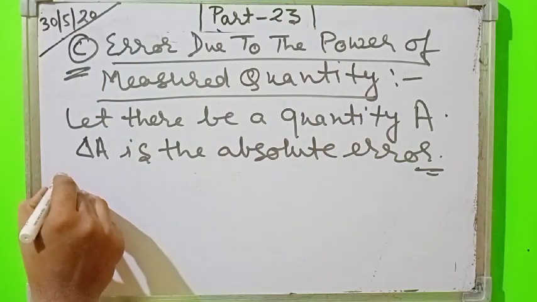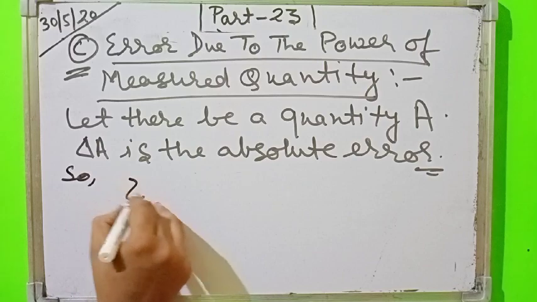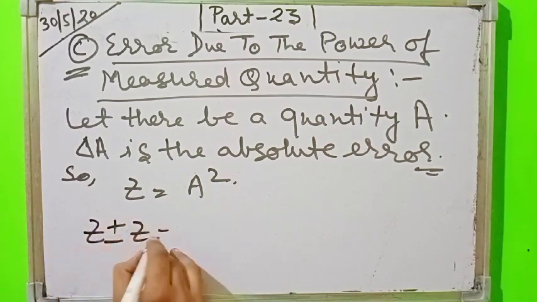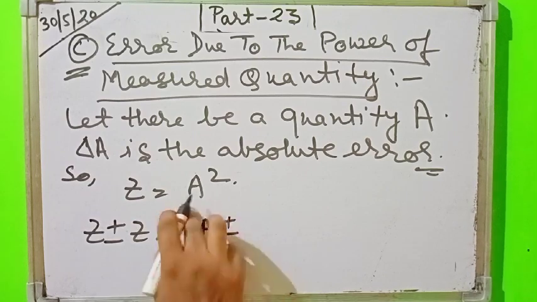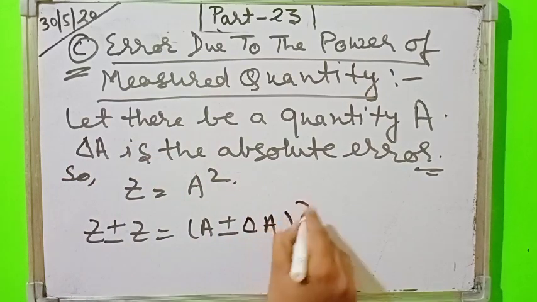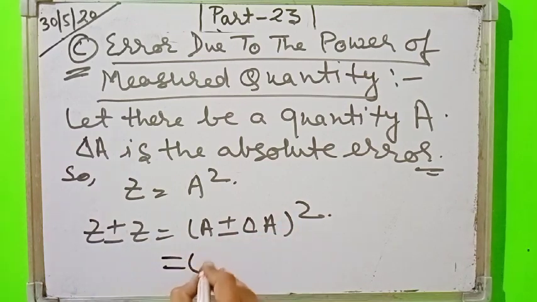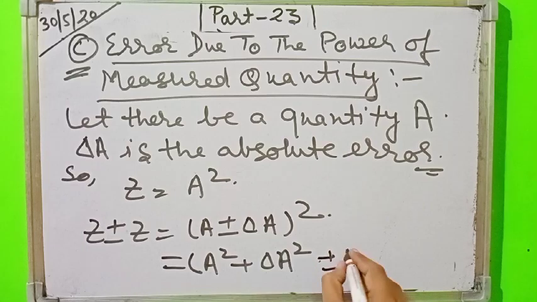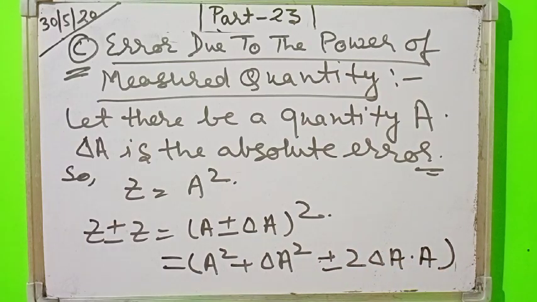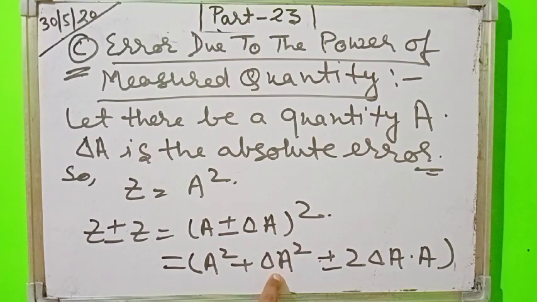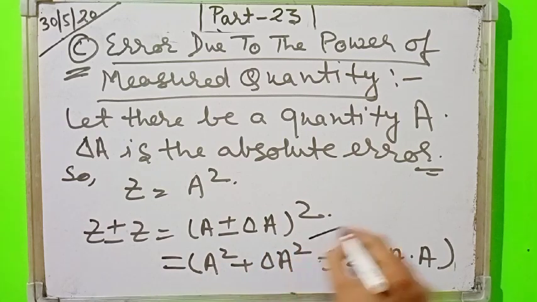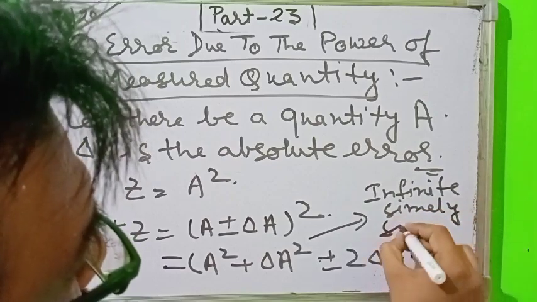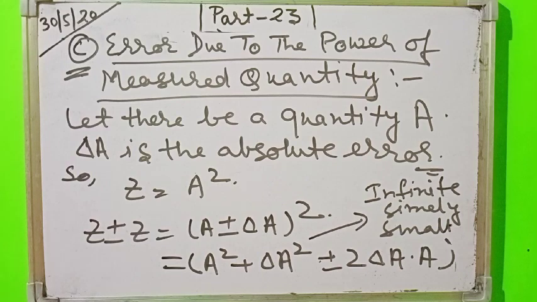Now we have to express it in the form of power. So we will take it as Z is equal to A square. Suppose we have taken the simple power, Z is equal to A square. So Z plus minus delta Z can be written as A plus minus delta A, the absolute error in A, whole square. Now mathematically, A plus B the whole square, we will get A square plus delta A square plus minus 2 delta A into A. Clear? Now the square of a very small term is infinitesimally small, so delta A square can be ignored.